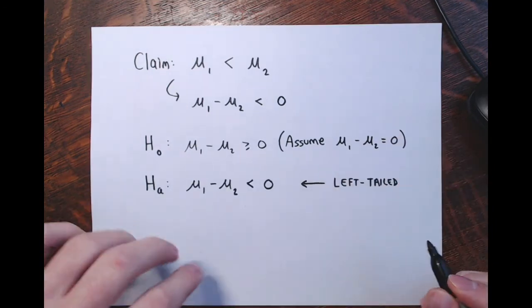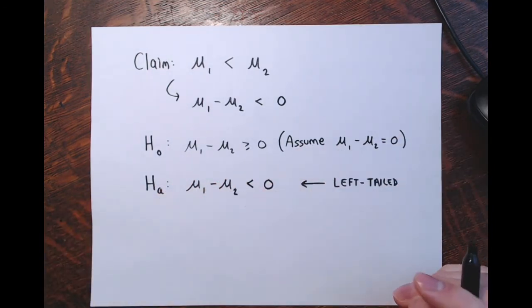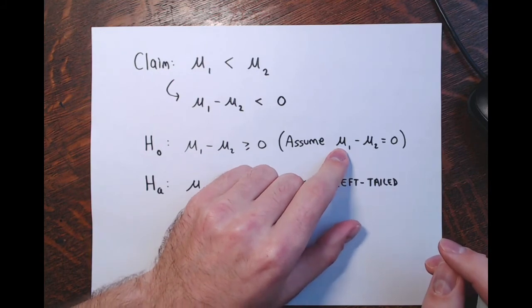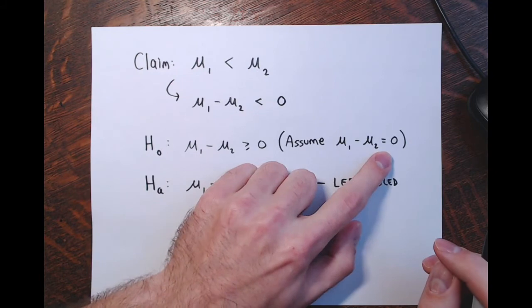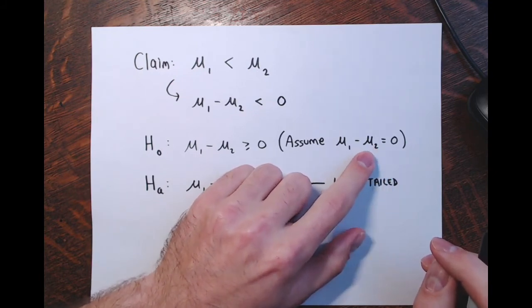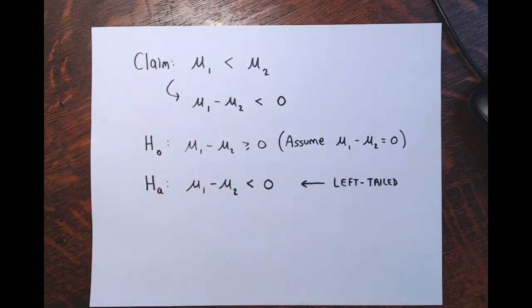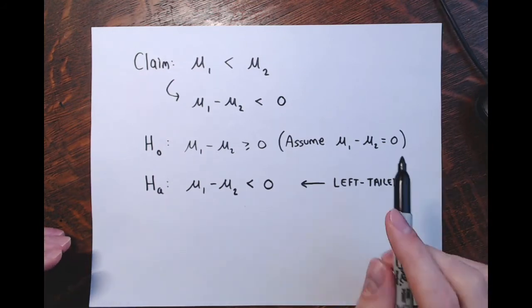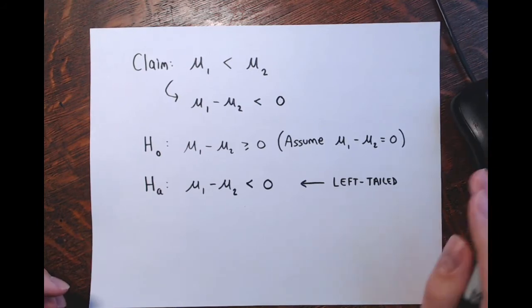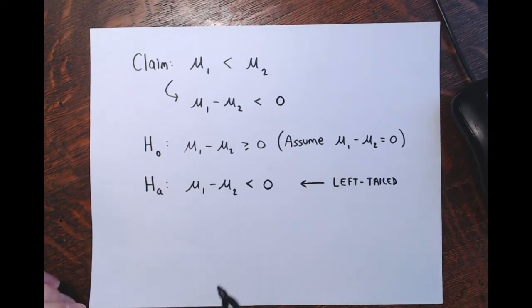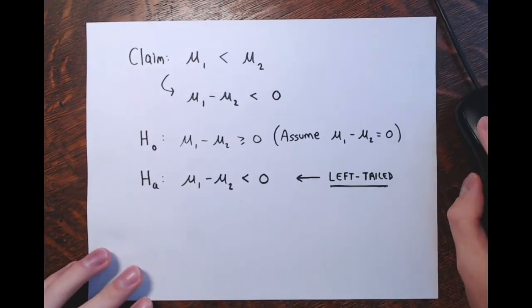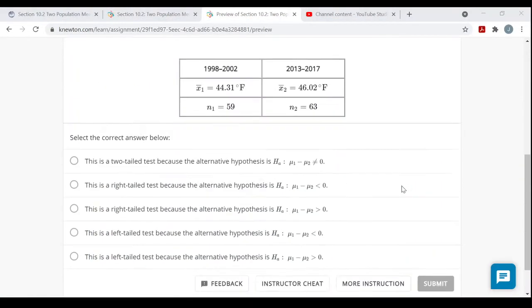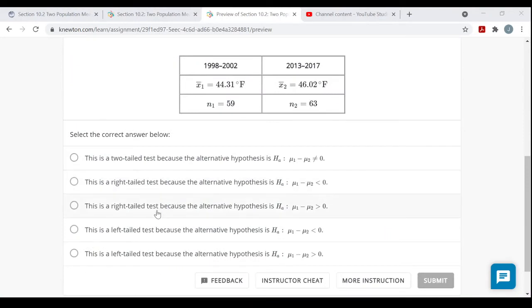In other words, we're going to assume that the average daily low temperatures from 98 to 2002 is exactly the same as the average daily low temperatures from 2013 to 2017. Right? And then see if we want to keep this statement or not later. Do you reject this or not reject this later? But the first part was just asking, is it left-tailed, right-tailed, or two-tailed? And I'm seeing here from the setup of the hypotheses that it is a left-tailed test.